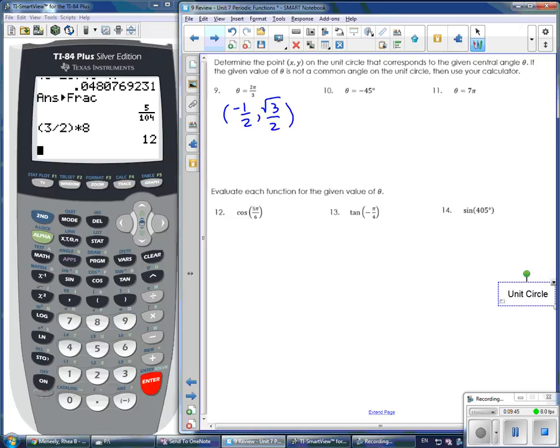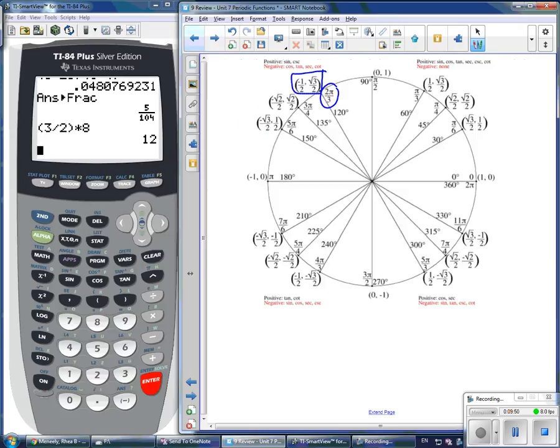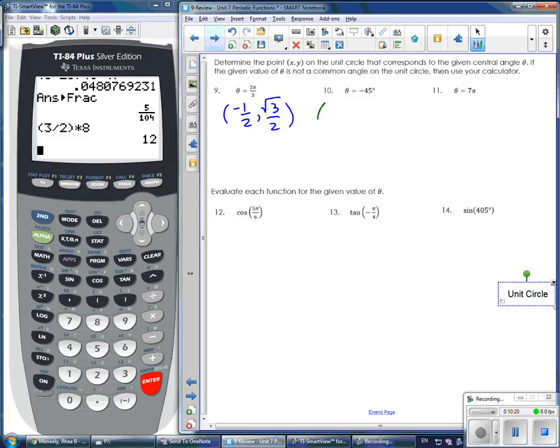In number 10, though, you're given a negative angle. It says negative 45 degrees. So you do have to remember that when an angle is negative, instead of going counterclockwise around the circle, you're going clockwise around the circle. So if I think about what a 45-degree angle is, this is a positive 45-degree angle. So a negative 45-degree angle is just going the other way. So a negative 45-degree angle is going to be equivalent to 315 degrees, and the coordinates associated with that angle are going to be the square root of 2 over 2 and negative square root of 2 over 2.